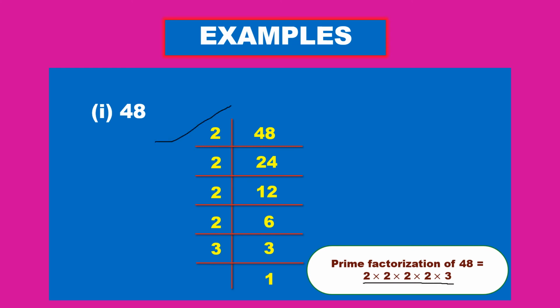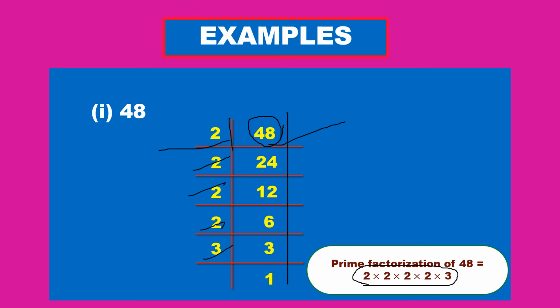Got it? So what does prime factorization mean? The method of finding the factors of a number as a product of prime numbers. Okay, it is a process of finding the factors of a number as the product of prime numbers. All the factors should be prime numbers, and if you multiply those prime numbers, you should get this number.